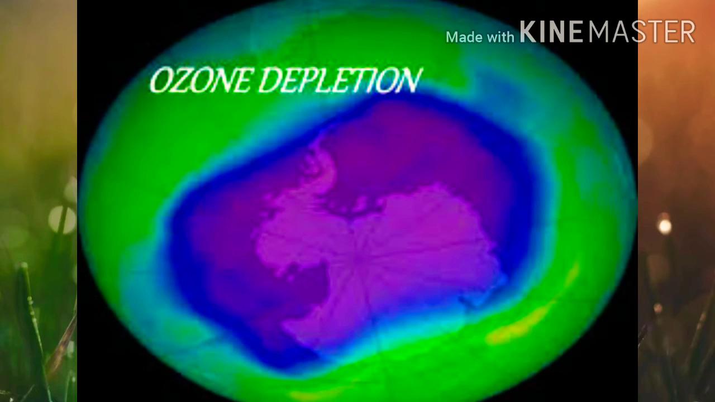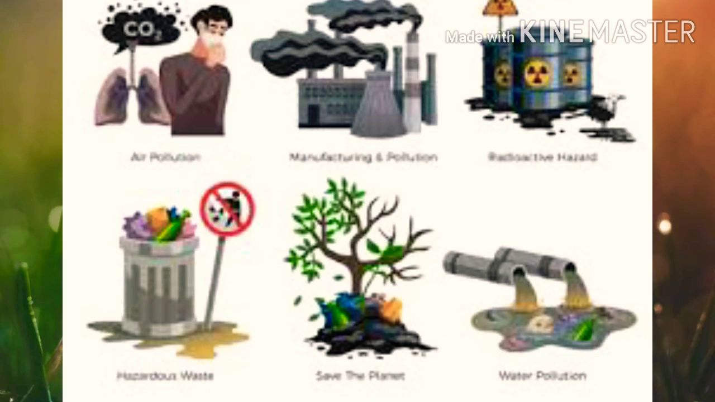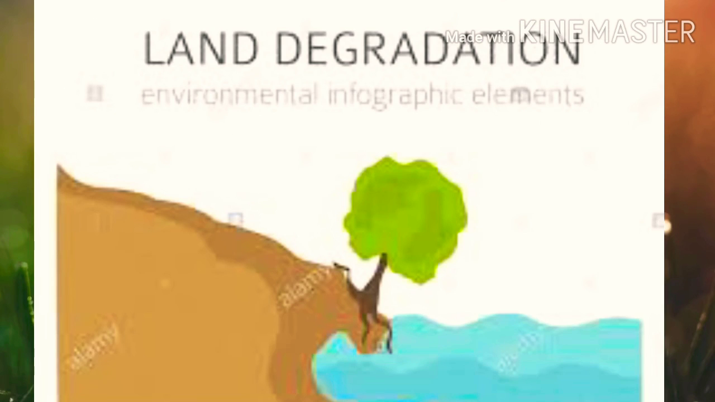Next is ozone layer depletion. What is ozone layer depletion? The gradual thinning of the ozone layer in our upper atmosphere. It leads to the overheating of our atmospheric temperature also, so it also created some problems for our environment. Next is environmental pollution, different types of pollution, and the last is land degradation. What is land degradation? The loss of the productive capacity of the soils on our earth. So these are some of the problems that come under the global ecological crisis, which were caused by this over exploitation of resources.